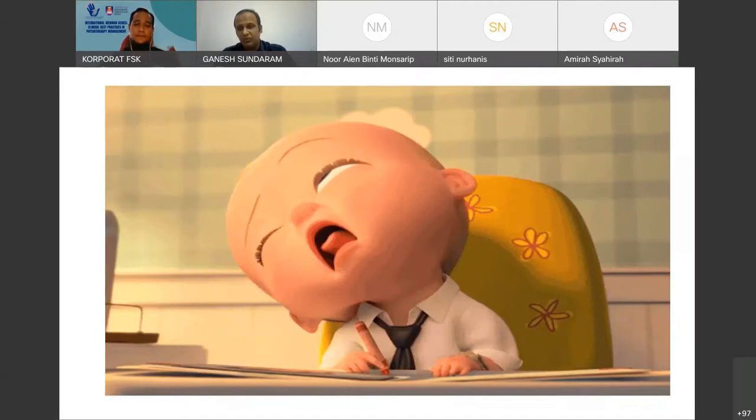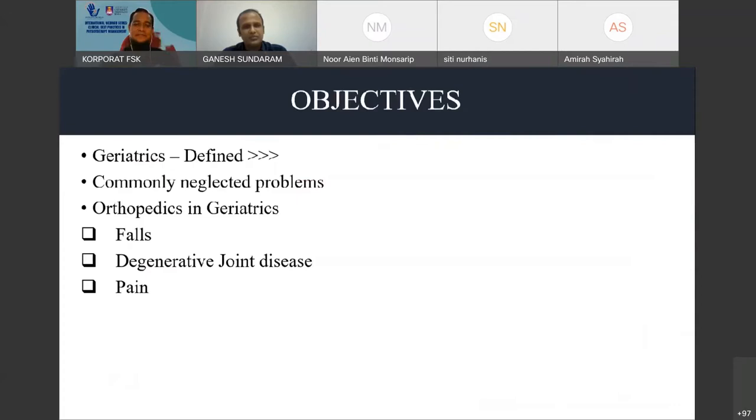What are the objectives? So geriatrics has various definitions. So we don't have any specific definition for geriatrics. And what are the commonly neglected problems in geriatrics? And orthopedic in geriatric, that's my topic. And here we have few subdivisions, that is falls, degenerative joint disease, and pain.